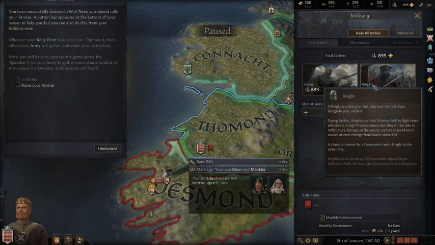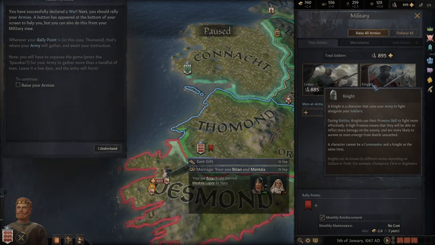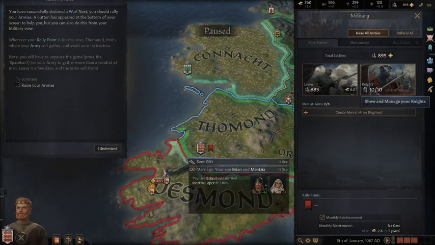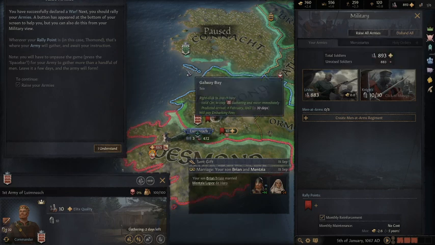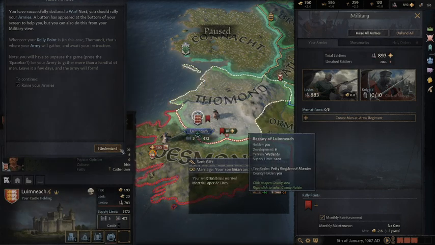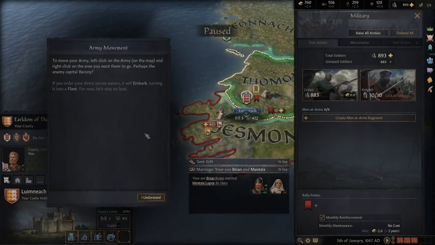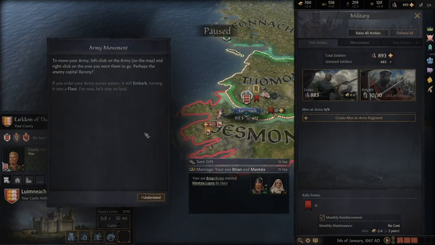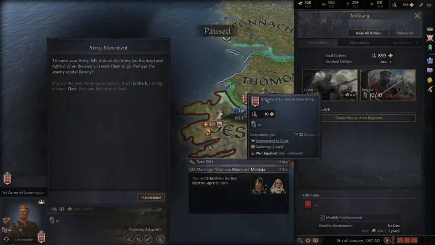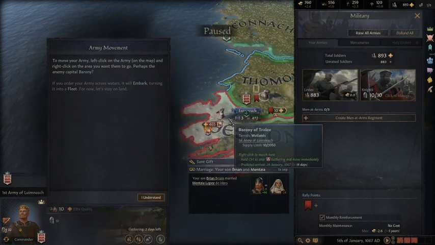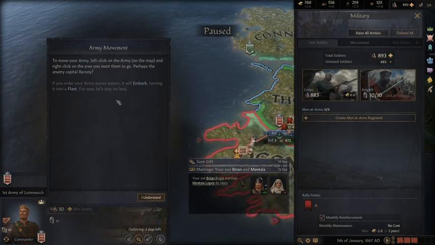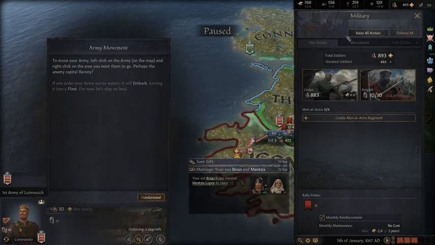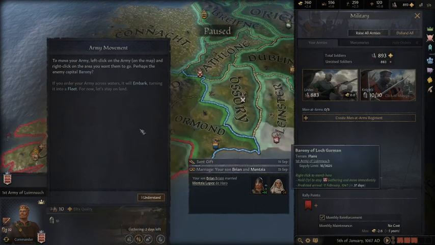A knight is a character that joins your army to fight alongside your soldiers in battles. Knights use their prowess skill to fight more effectively. Looks like we've got 10 knights apparently. Just gonna raise all armies. To move your army, left click on the army on the map, and right click on the area where you want them to go. Better be all of my armies. I mean, I clicked raise all armies, so it should be.